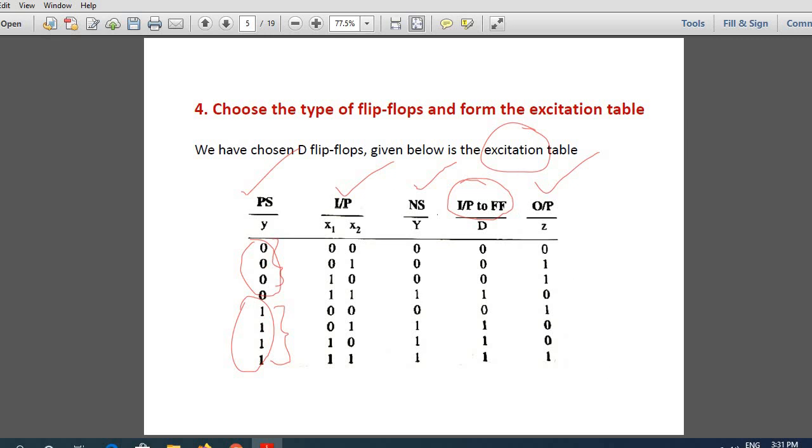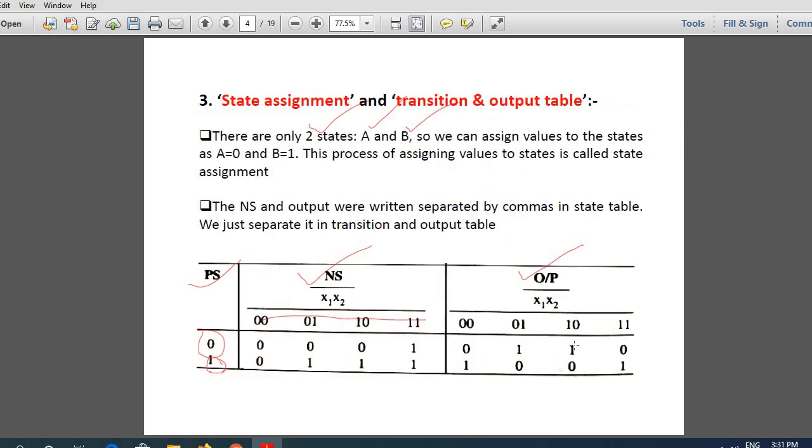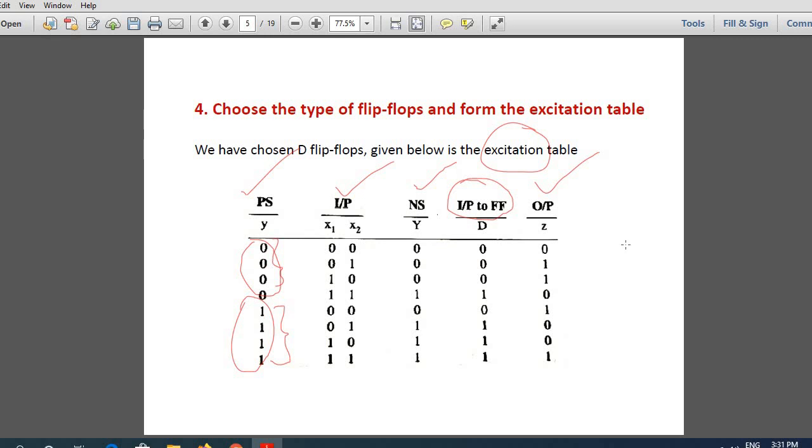Now how will you write the output? Output is also there. Look here. So when your present state is 0, for the different combinations you have 0, 1, 1, 0. This way you are writing. Now the only part which you don't know yet is the input to the flip-flop. All the others are directly obtained from the previous table. So how will you get the input to the flip-flop?